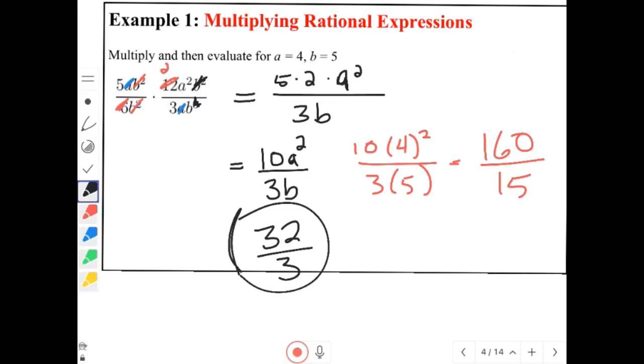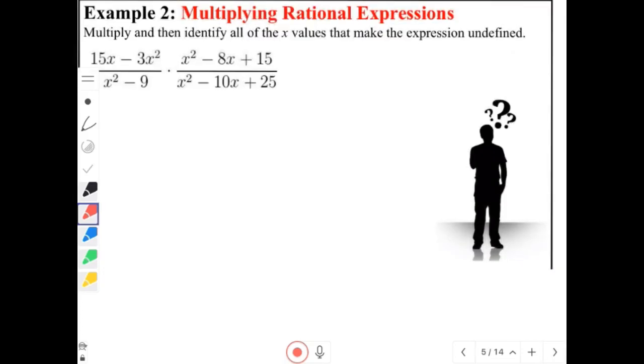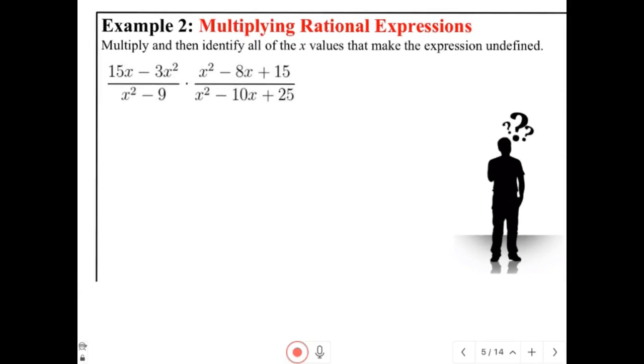So you kind of get a two-part answer. You get one before you plug things in, and you get one after. Sometimes your answer is just a number, and sometimes it's a little bit more complicated. All right, so here we have a problem that will be a tiny bit more complicated because our factoring is going to be a little bit more involved.